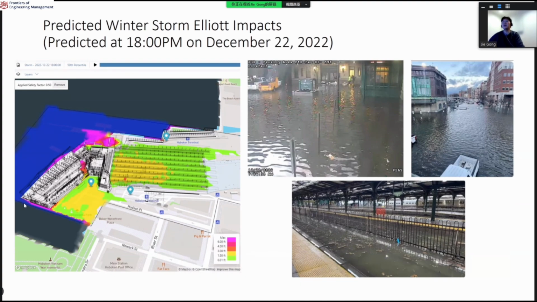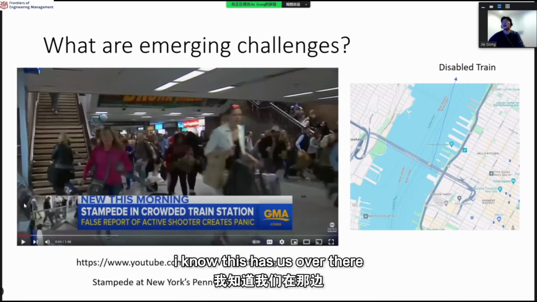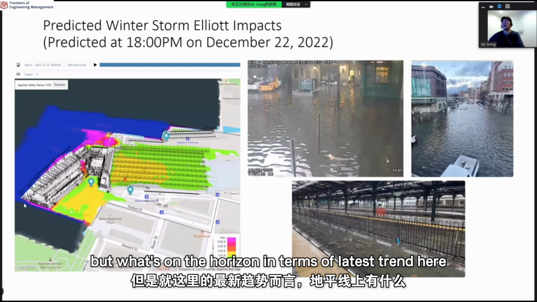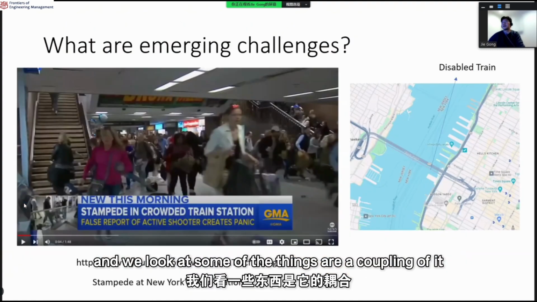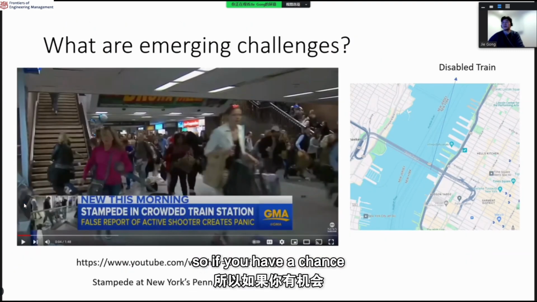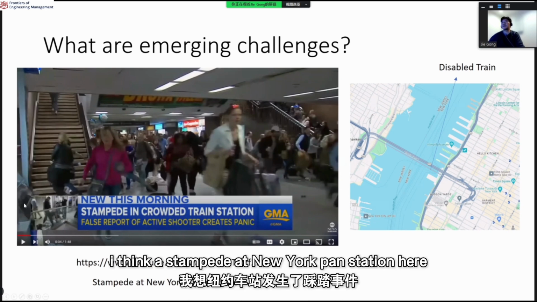This leads to the last piece of my presentation, a little bit over the time here. I know these hazards, but what's on the horizon in terms of the latest trends? We look at some things as a coupling. If you have a chance, you can watch a video of what I think was called a stampede at New York Penn Station.